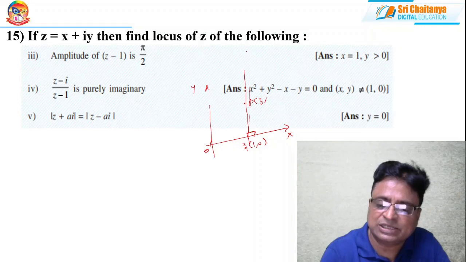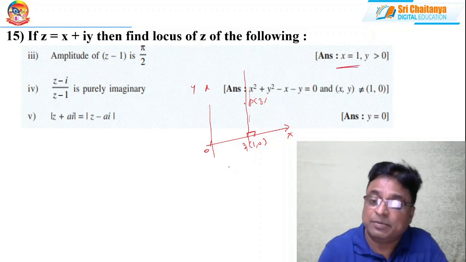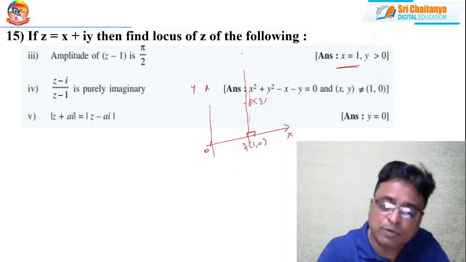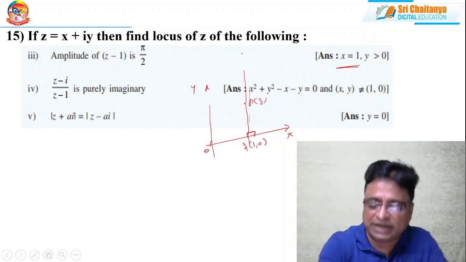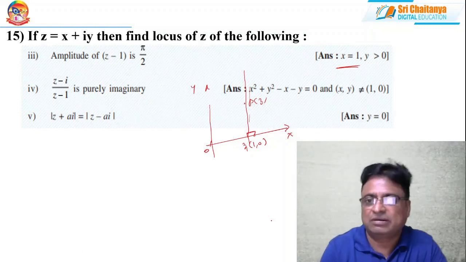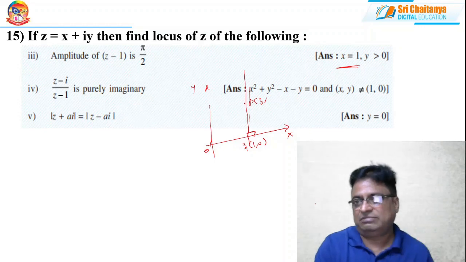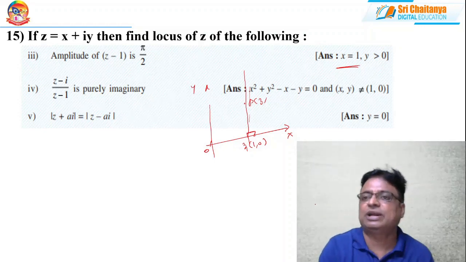This is the locus. It is a straight line, first of all. But it is the straight line above the x-axis, not the entire line. It won't give the entire line. Clear? It is a line like this one. It is an infinite ray. Only an infinite ray you can get.